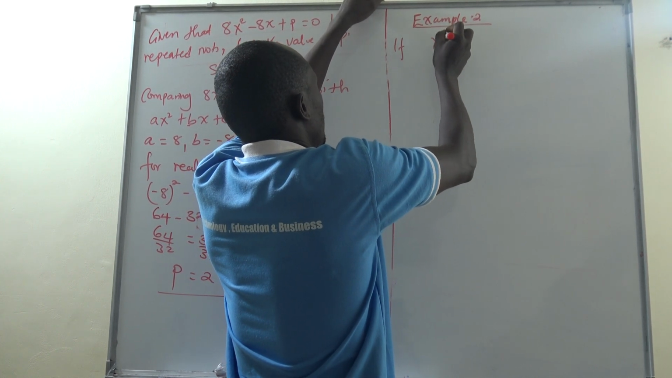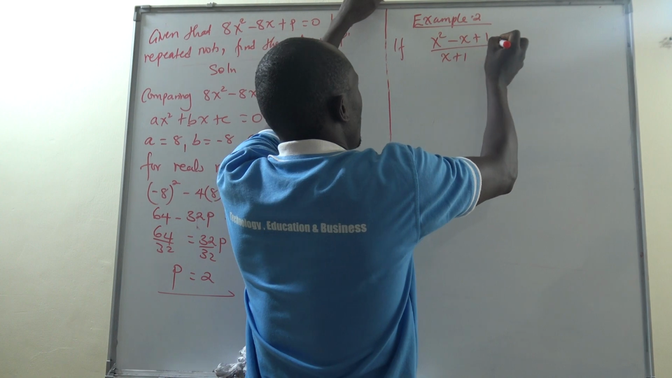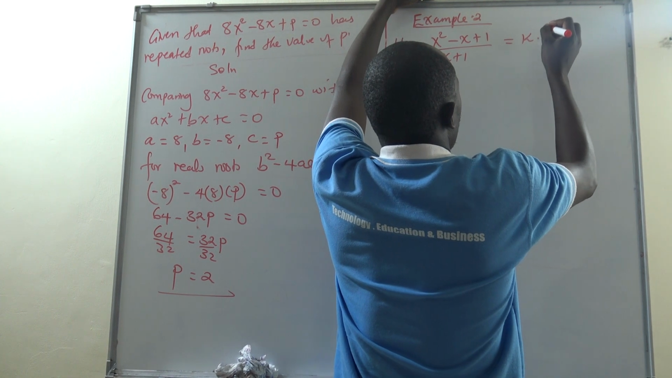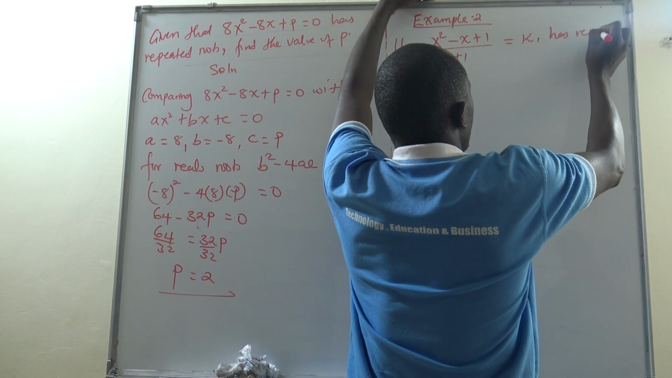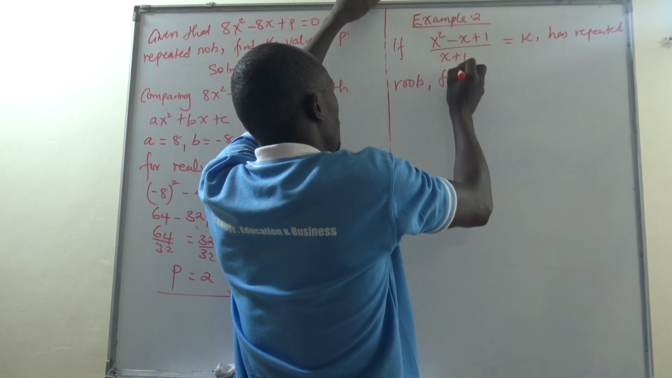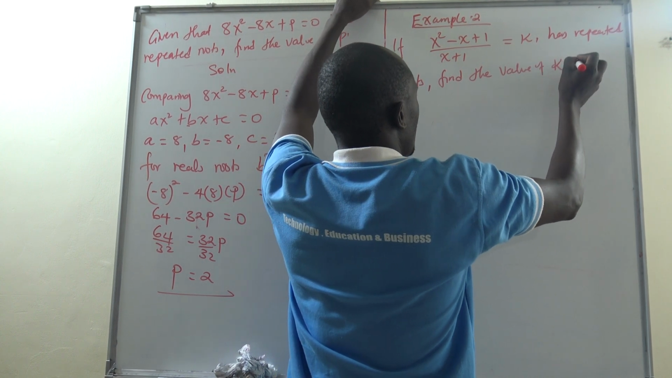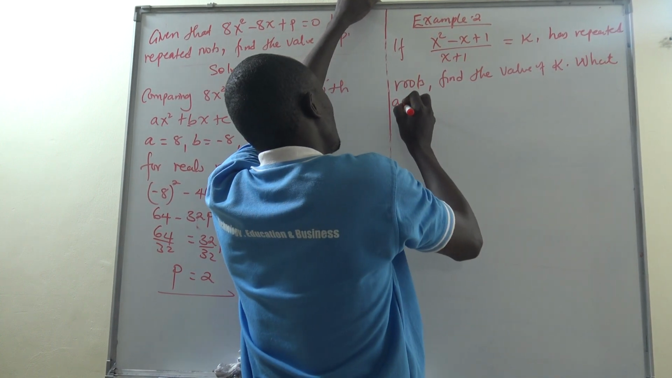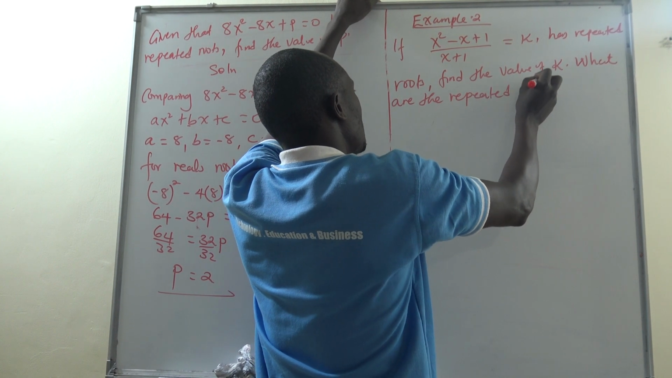If (x squared minus x plus 1) all over (x plus 1) equals k, and k has repeated roots, find the value of k. What are the repeated roots?